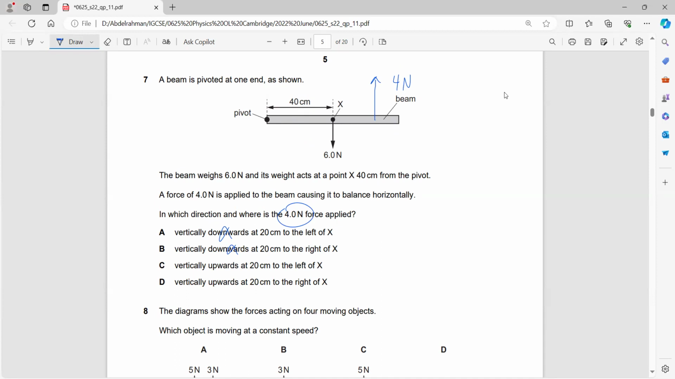When the force is less, 4 newtons, I have to increase the distance so that the moment will be the same. So it is vertically upwards and to the right of x, okay? Because I increased the distance, and the distance should be, for example, 60 centimeters. So when I multiply 4 times 60, it should be equal to 40 times 6. Okay? Here 240 and here 240.